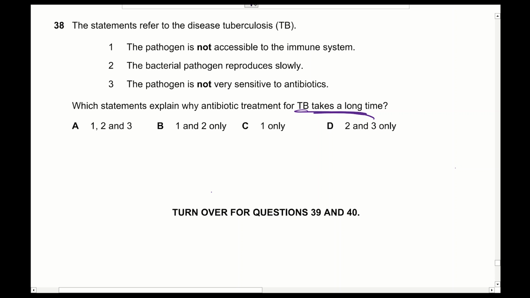1, the pathogen is not accessible to the immune system. So this has nothing to do with the antibiotic treatment, therefore this is incorrect. 2, the bacterial pathogen reproduces slowly. This is correct. Therefore, it takes a long time for the antibiotic to kill all the bacteria that's there. 3, the pathogen is not very sensitive to antibiotics. So this is also correct. Due to the massive antibiotic resistance, it also takes a really long time to kill all of the bacteria. Therefore, the answer is going to be D.